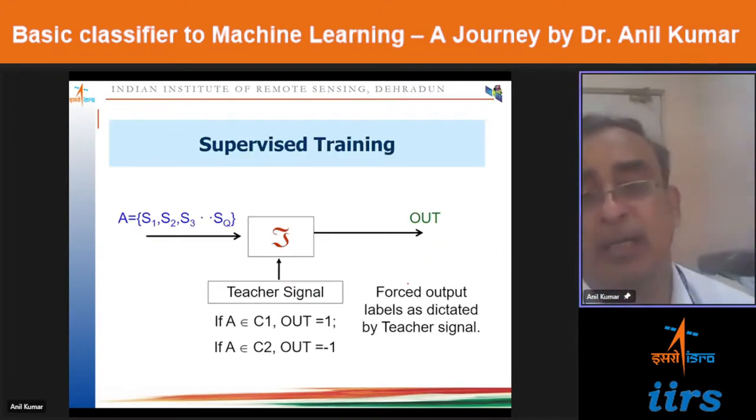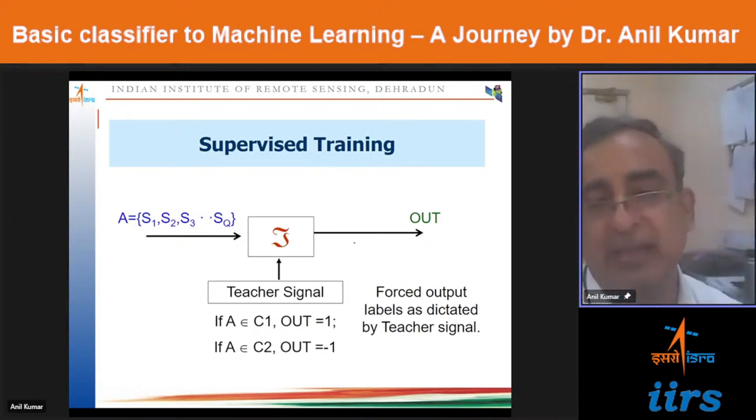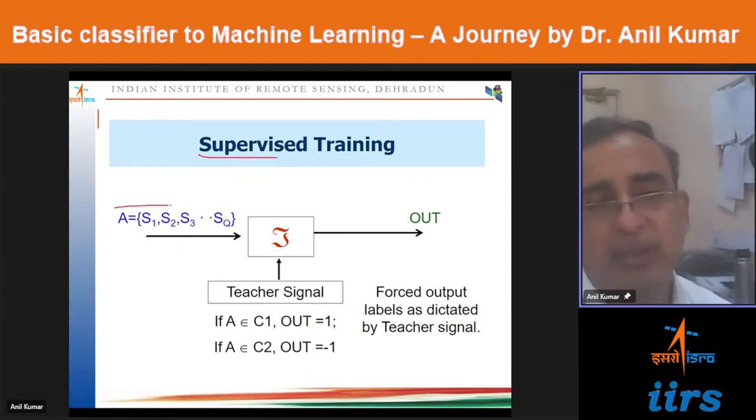Next I will just cover a little bit, but we'll have a more detailed lecture on training of the algorithm. So first is supervised learning. Here you may have unknown data to divide into different groups. And you pass some teacher signal, that means training data or samples. And here if it says A belongs to C1, then the output is 1. If A belongs to C2, then the output is -1. So that way the label is defined.